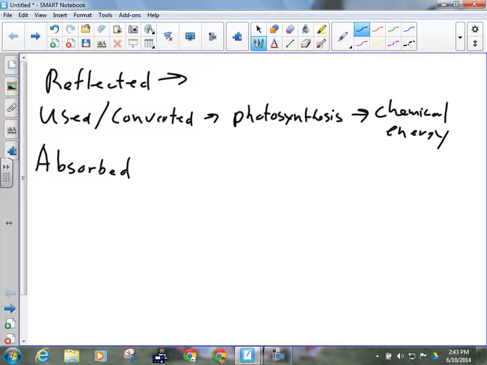First off, what do we call the amount of energy that gets absorbed? There's something that affects the amount of energy that gets absorbed. Starts with A.